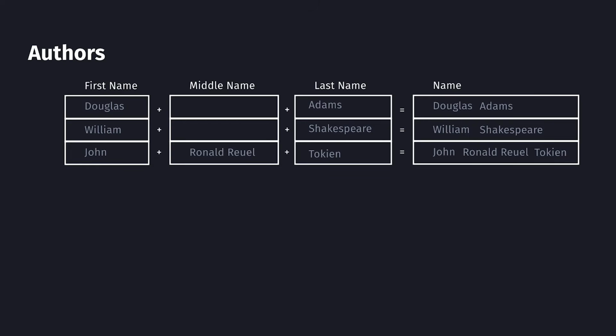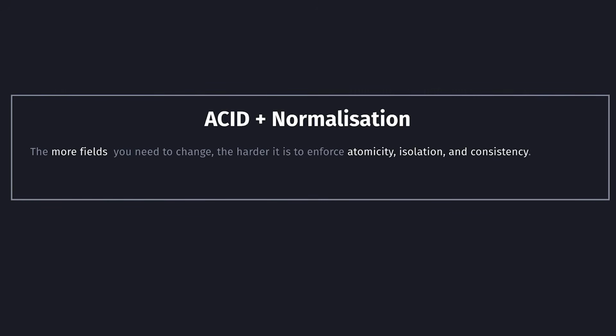Why? When you have a calculated field, every time you change a field that's part of that calculation, you also need to remember to change the calculated field. Relying on developers remembering this quirk of the way you've set up the database every time they code is just asking for trouble. I've had to solve several bugs recently caused by this exact defect in our database structure. And once again, the more fields you need to change, the harder it is to enforce atomicity, isolation, and consistency. In short, duplicated data causes bugs and complicates ACID compliance.